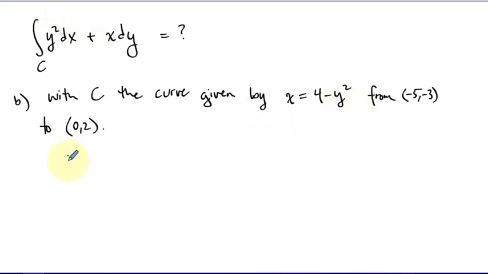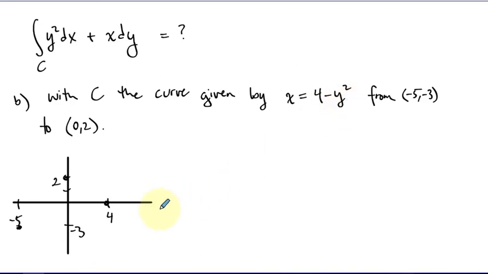It's a different path, same starting point, same ending point. This is a parabola that has an x-intercept at 4. If you make y 0, you get 4. And if I make x 0, then I'll get plus or minus 2. So now C has been changed. I'll still call it C, but we could have called it C1 and C2. So we need to find this line integral.